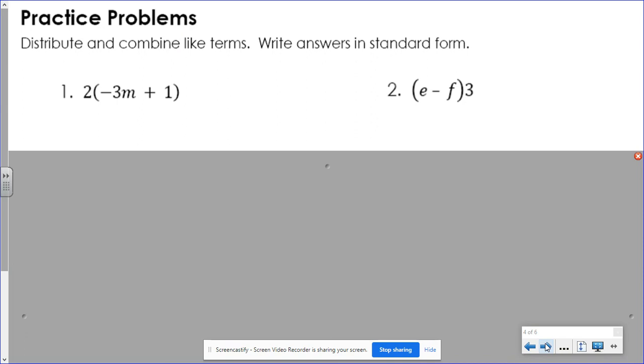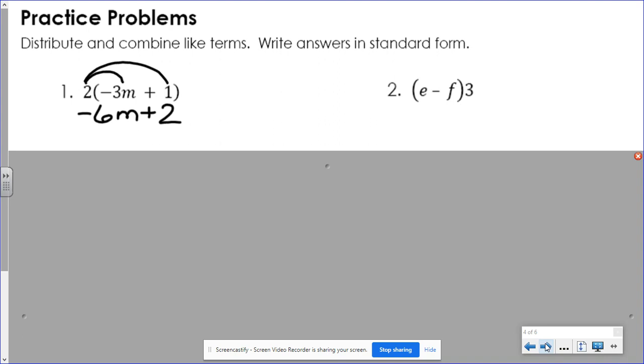This is very much what your homework is going to be looking like today. So when I distribute this, 2 times a negative 3m would be a negative 6m, plus 2 times 1 is just 2. Now, the first term has an m, the second one doesn't. That is totally simplified. There's nothing else I can do there.